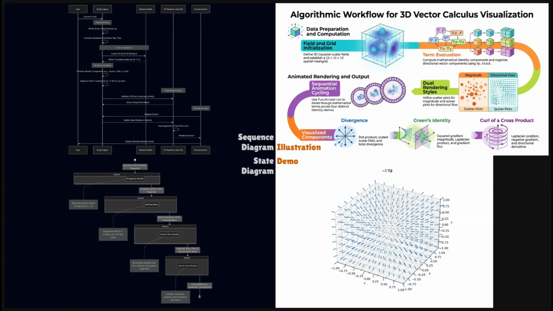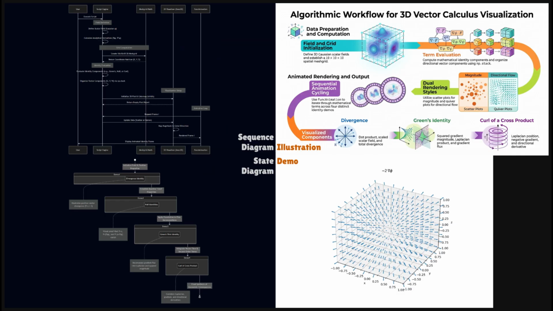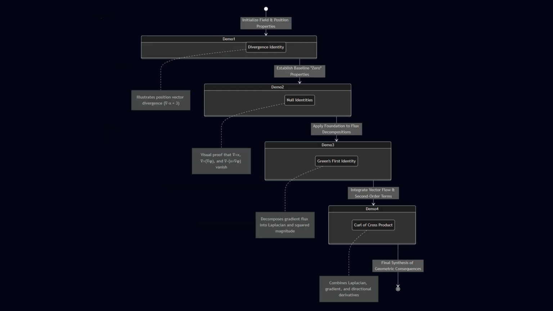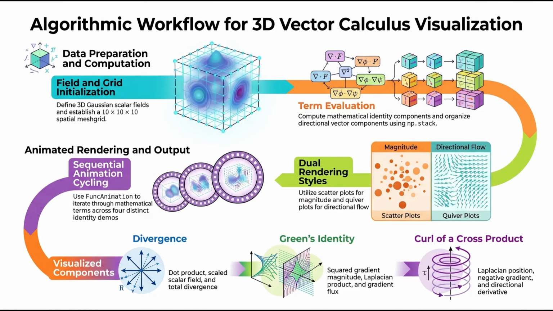Decomposing flux and flow. Once these constants are established, the complexity increases. The focus shifts to how a field interacts with its own rate of change. This stage breaks down complex flux into simpler components, specifically looking at how the intensity of a field's change relates to its second-order spatial variations.